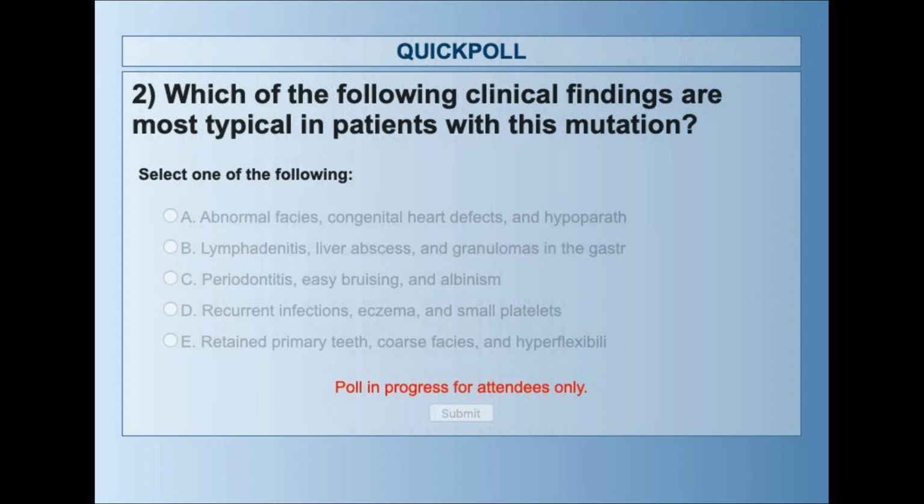And A, abnormal facies, congenital heart defects, and hypoparathyroidism. So we'll give all of you a few more moments here to respond before we go over the correct and incorrect answer choices. Once again, answer choice B is lymphadenitis, liver abscess, and granulomas in the gastrointestinal and urinary tract. And A is abnormal facies, congenital heart defects, and hypoparathyroidism. Let's go ahead and take a look and see what you selected.